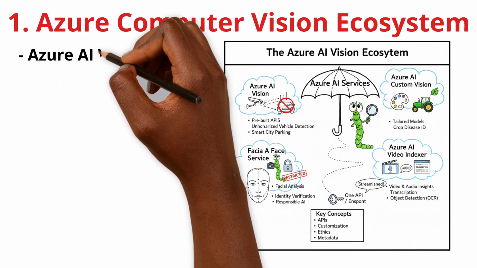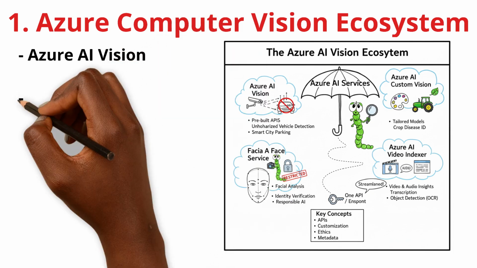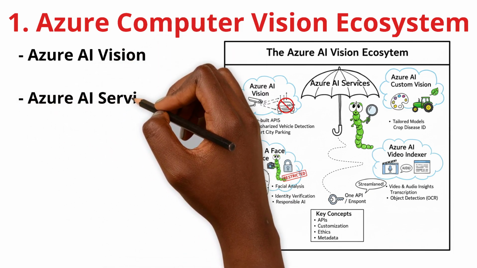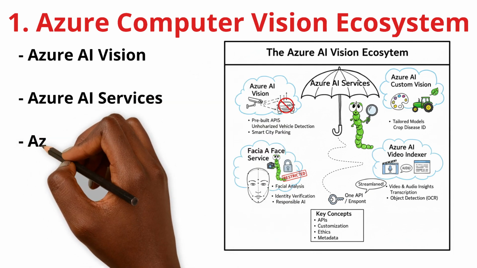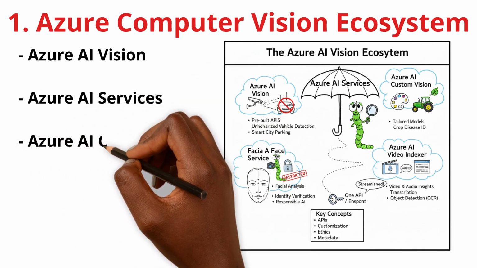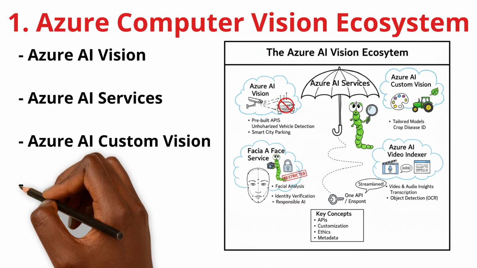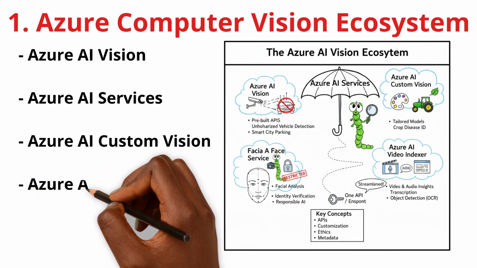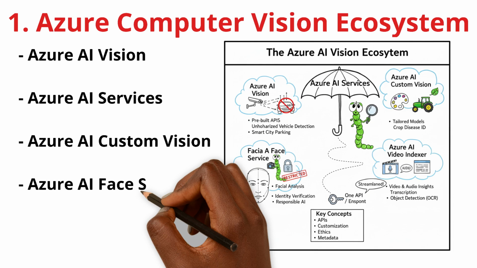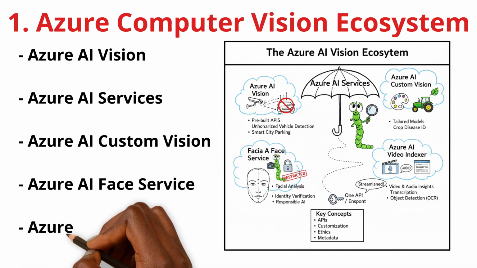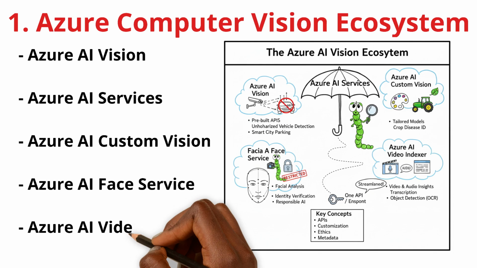Azure AI Face Service. Next is the Face Service. This is specialized for detecting and identifying human faces. It can pinpoint facial landmarks like eyes, nose, and mouth. However, because of responsible AI principles, access to recognition features, matching faces to specific identities, is restricted to ensure privacy and ethical use.